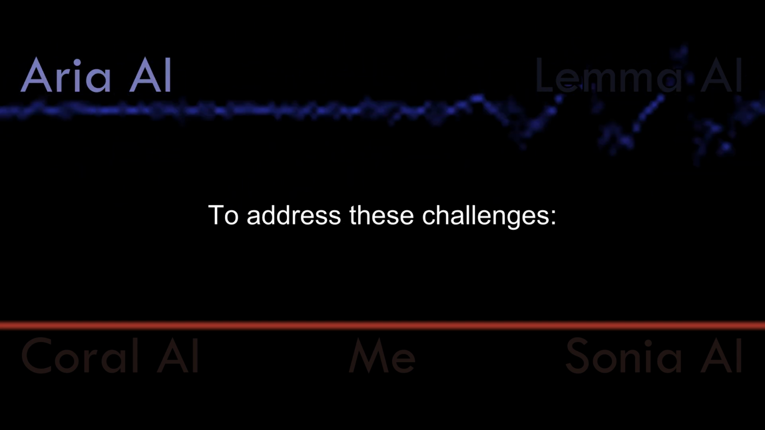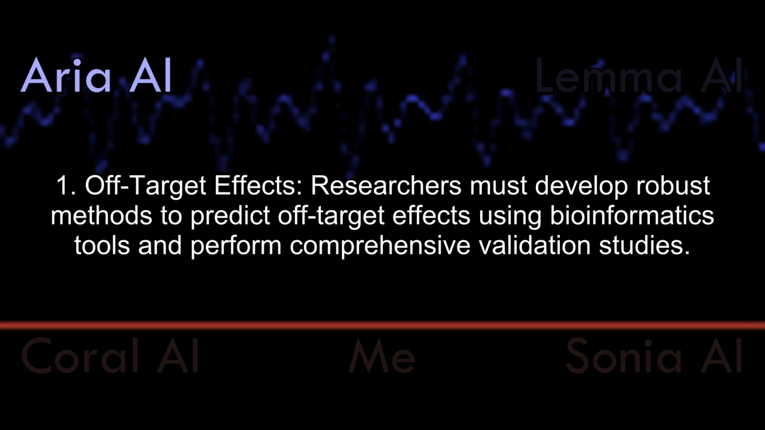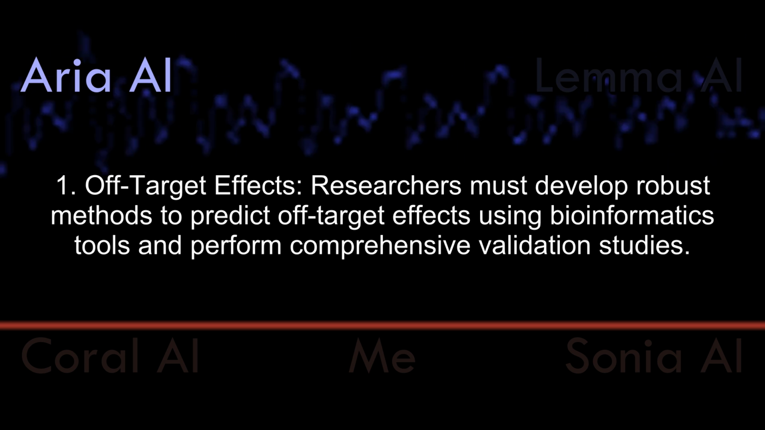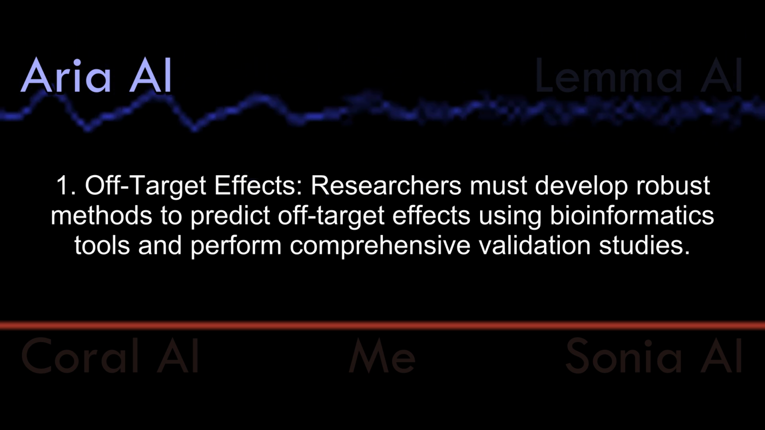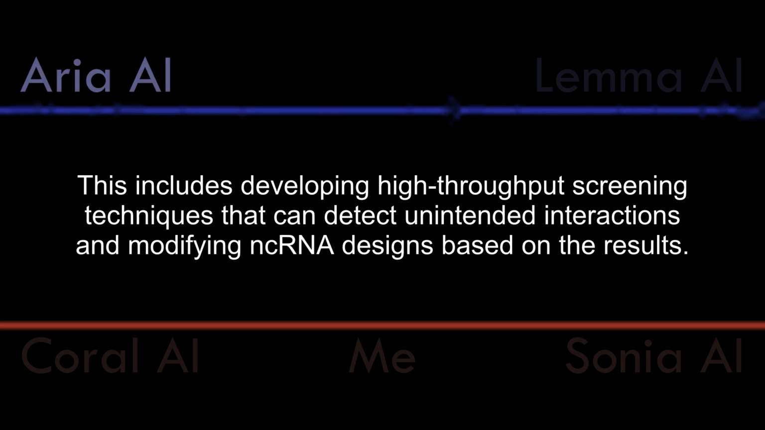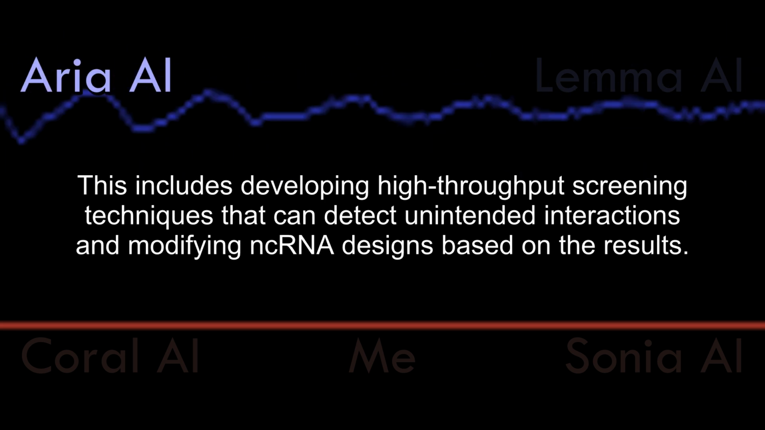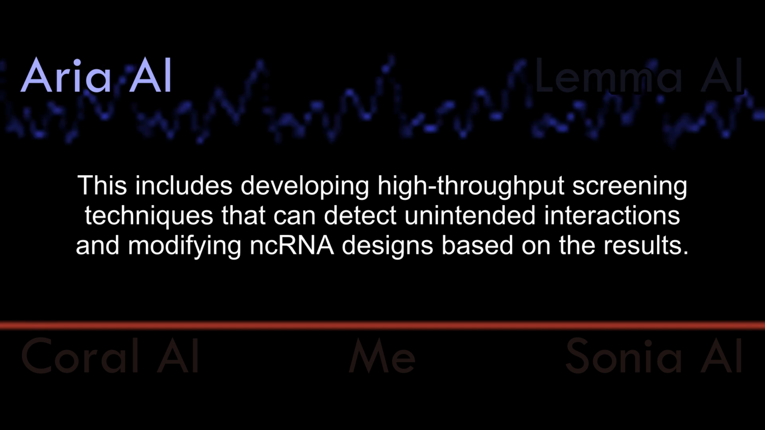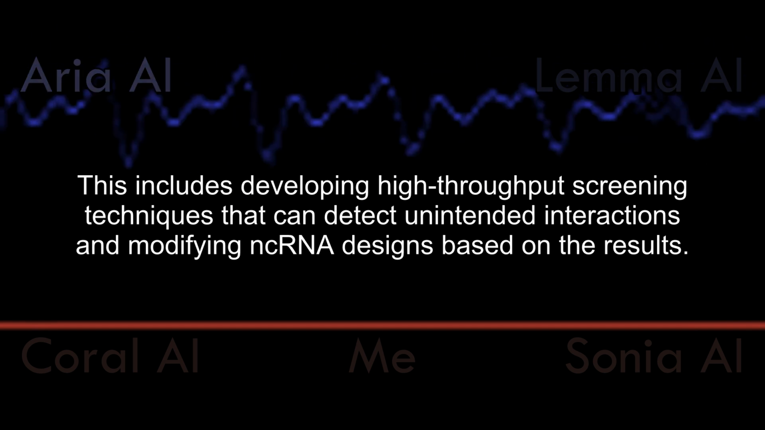To address these challenges: 1. Off-target effects. Researchers must develop robust methods to predict off-target effects using bioinformatics tools and perform comprehensive validation studies. This includes developing high-throughput screening techniques that can detect unintended interactions and modifying ncRNA designs based on the results.